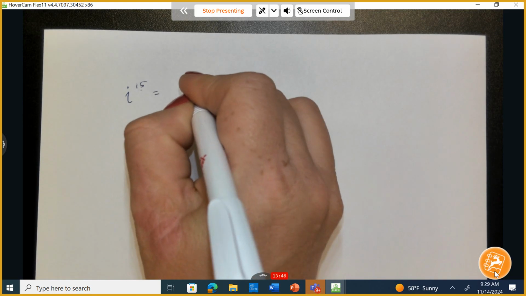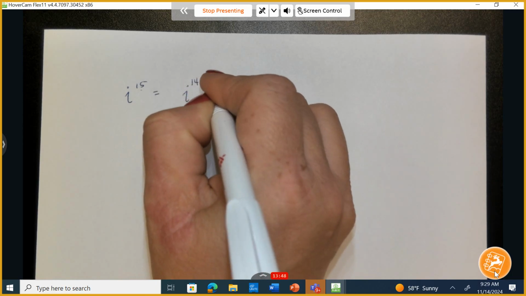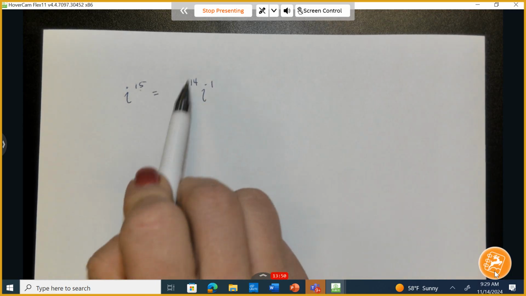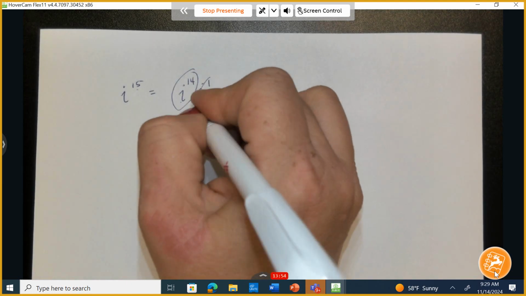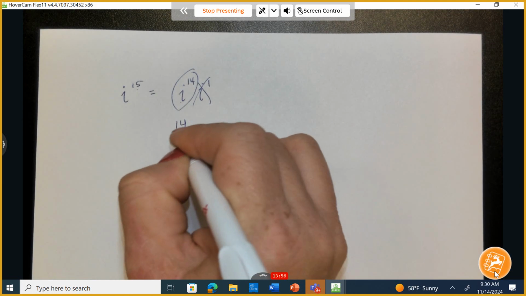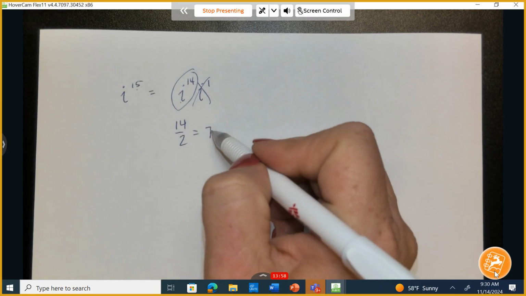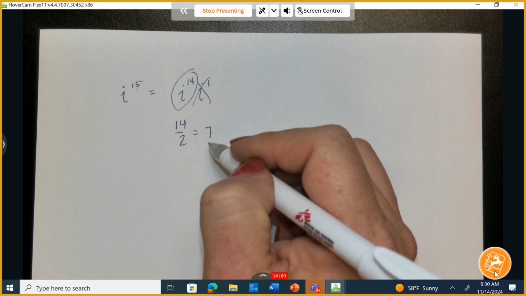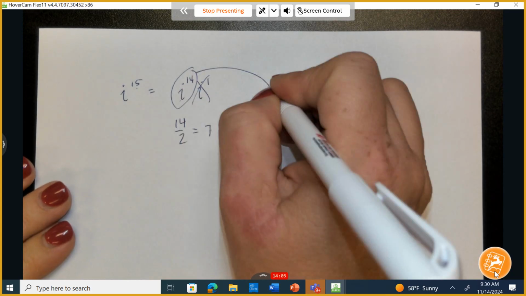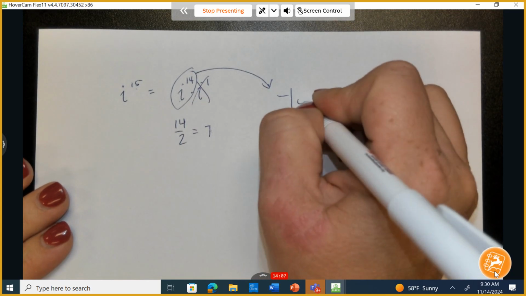It is not even, so I'm going to take 1 away from it. I know that i to the 14th times i to the 1st is the same as i to the 15th, and I'm only going to focus on this one. Taking 14 and dividing by 2, I get 7. Does this 7, knowing that 7 is odd, produce a positive or negative? A negative. So I know this portion is negative 1. Oh, don't forget about the i.